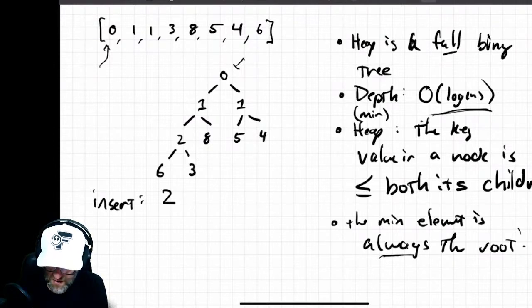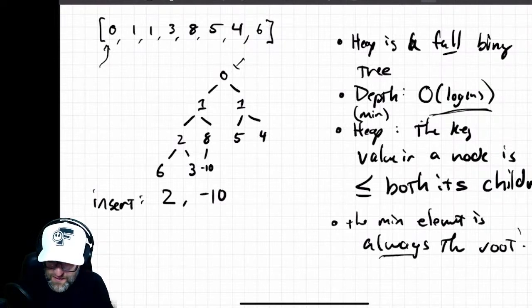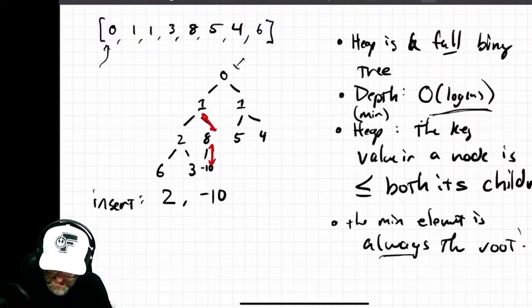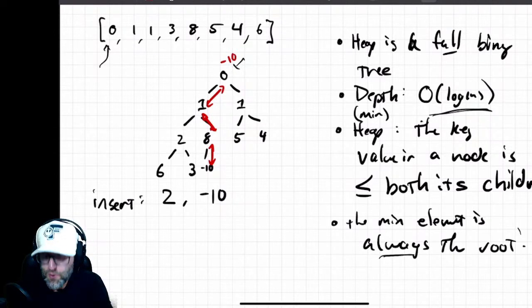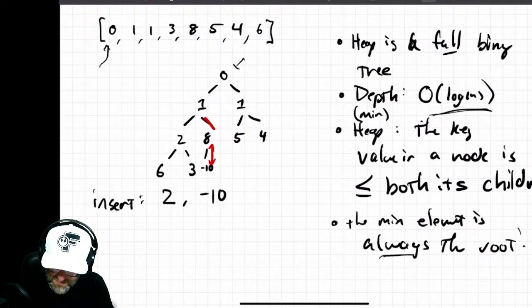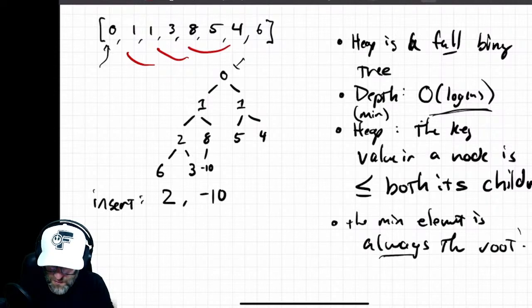If I were to insert -10, I would have to insert it all the way at the bottom here at the next available spot. But I would have to fix the heap, and in this case, I would have to fix it all the way up. I would have to swap these two, and these two, and these two, so that -10 can now become the new root node at the top. That's fairly easy to do because all you have to do is traverse around this array.